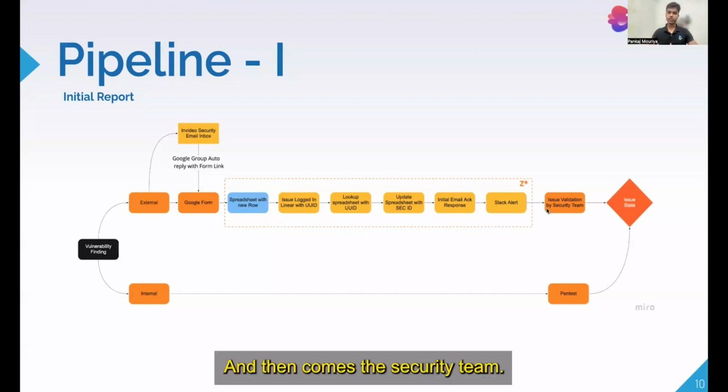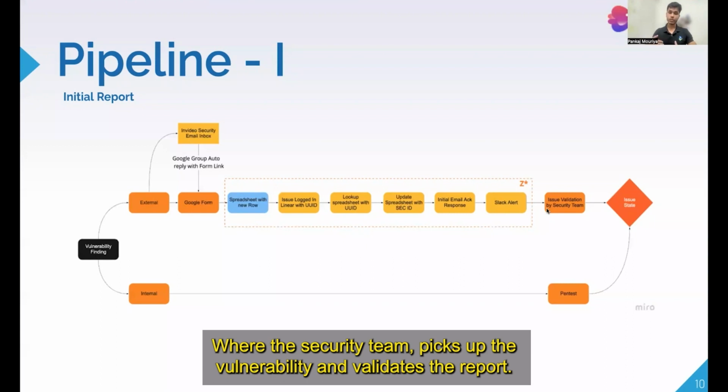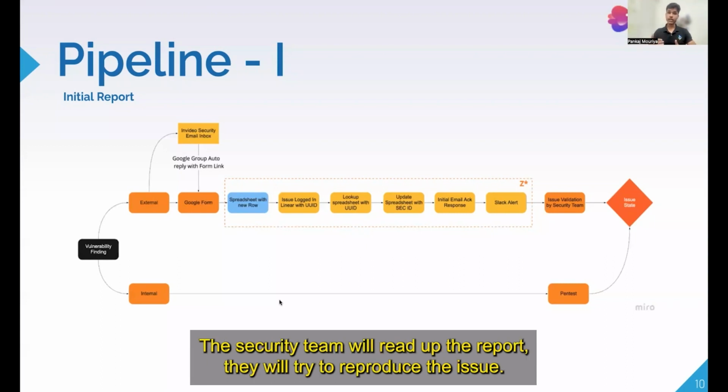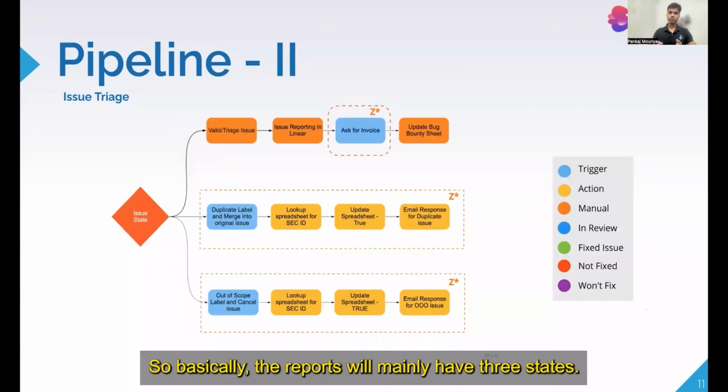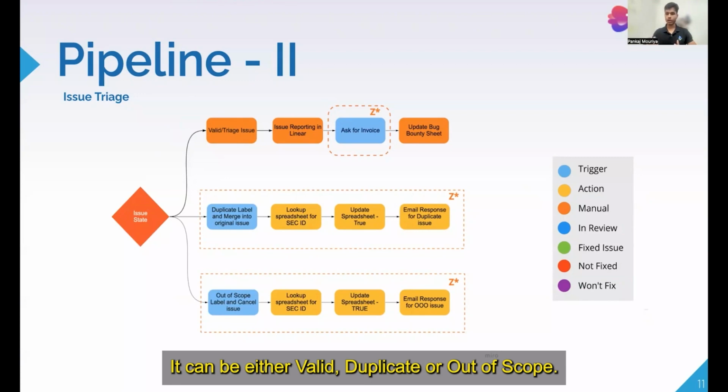And then comes the security team, where the security team picks up the vulnerability and validates the report. The security team will read up the report, they will try to reproduce the issue, and then they will see whether it is a valid issue, it is a duplicate, or it has already been submitted, or it is an out of scope issue. So basically, the reports will have mainly three states. It can be either valid, duplicate, or out of scope.